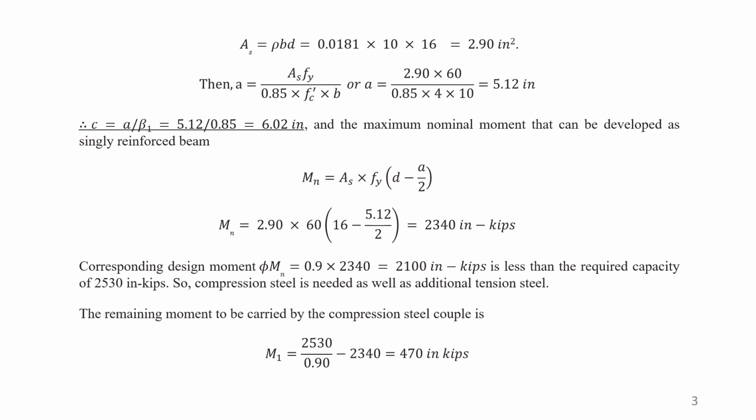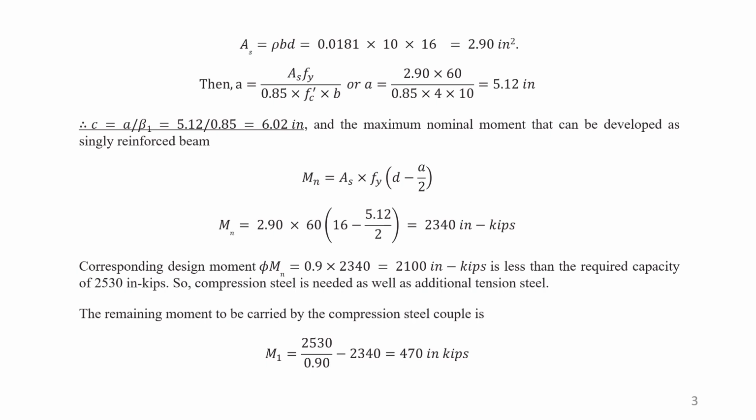If we know there is a relation between A and C, and if we know A, then we can find out the value of C. We will require this value of C, the compression block depth. The value of C will be alpha divided by beta 1, A divided by beta 1. Here A is 0.512 and beta 1 for this 4000 psi concrete is 0.85. That's why the C value, the neutral axis depth of this beam, is 6.02 inch.